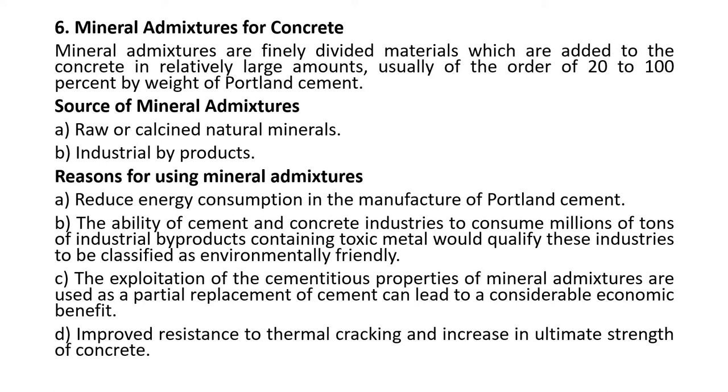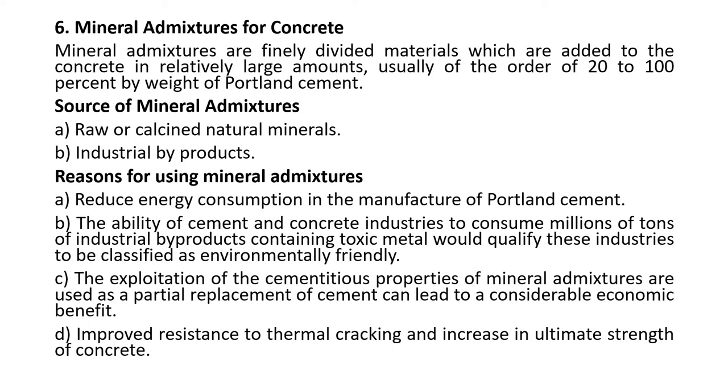The second type of admixtures is mineral admixtures for concrete. We have two types: chemical admixtures, which contain maybe five types of chemical admixtures, and second, mineral admixtures for concrete. Mineral admixtures are finely divided materials which are added to the concrete in relatively large amounts, usually of the order of 20 to 100% by weight of Portland cement.